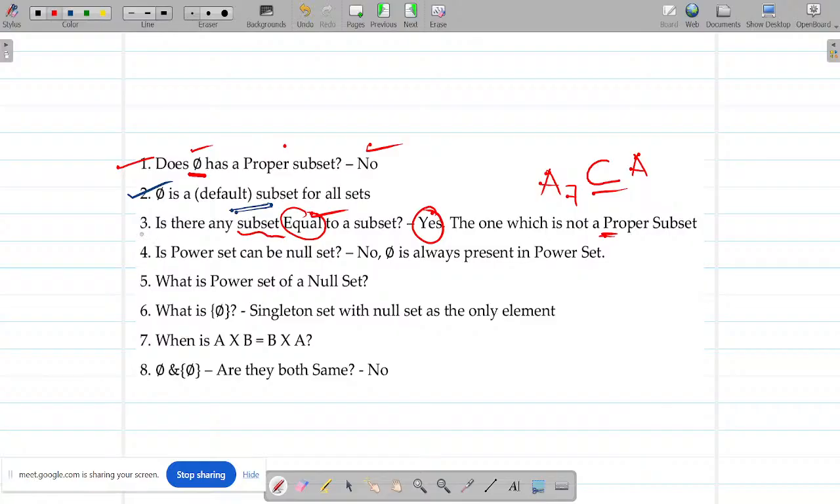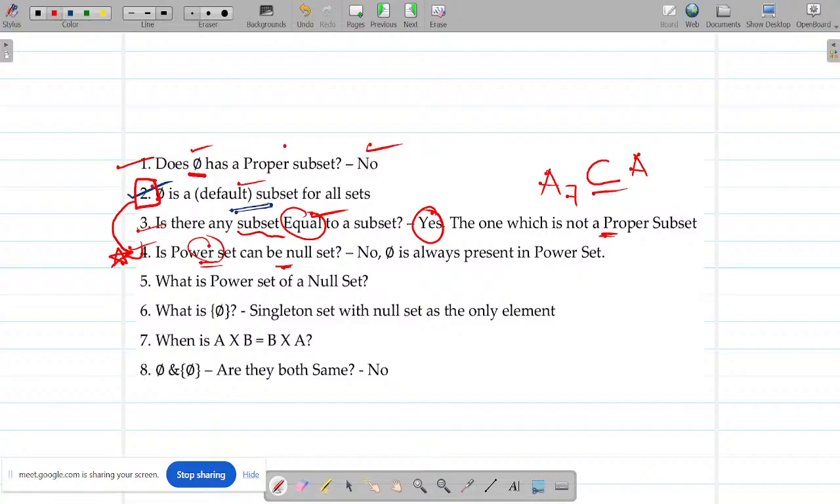Third is clear. Shall I go for the fourth one? Fourth: can a power set be a null set? No. Whenever I talk about 2, this fourth automatically arises. Null set is a default subset, so a power set can never be a null set. This is often repeated. All the 8 questions which I am discussing here on the board are often repeated questions.